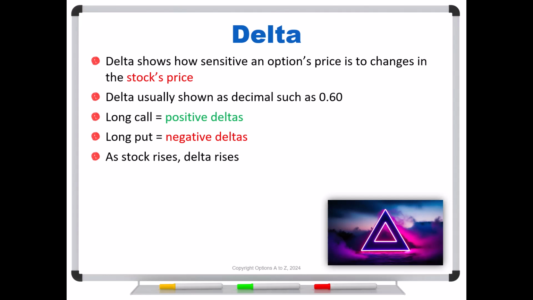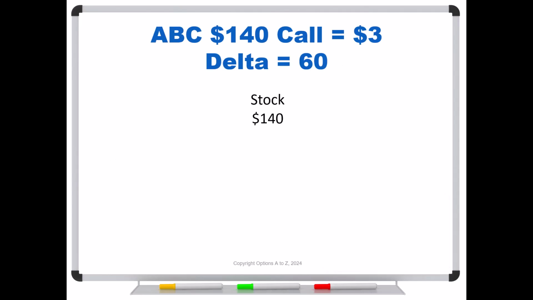So for example, let's say that we look at our broker's platform and we're looking at quotes for ABC stock for the 140 call, and it's currently trading for $3. You look on your broker's platform and it shows that there is a delta of 60, or maybe 0.60.